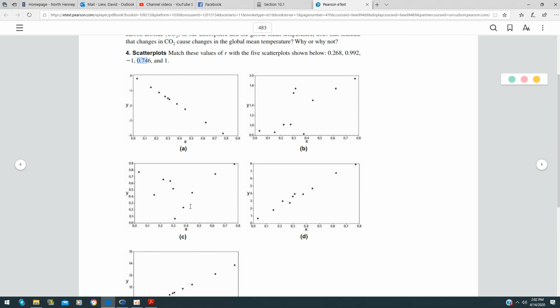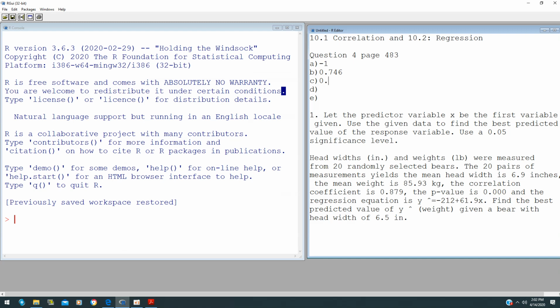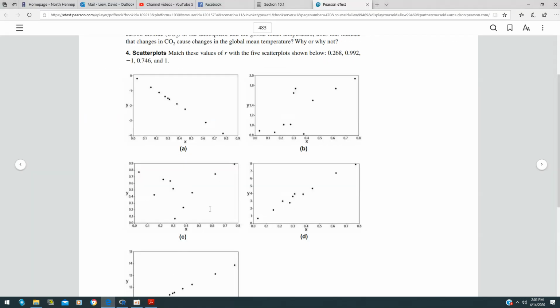For question C, this graph shows pretty much scattered points if you compare to these 5 graphs. That means the correlation is pretty weak, so the value is very close to 0. Based on these 5 correlations, it should be 0.268 because that is the smallest one, the closest to 0.